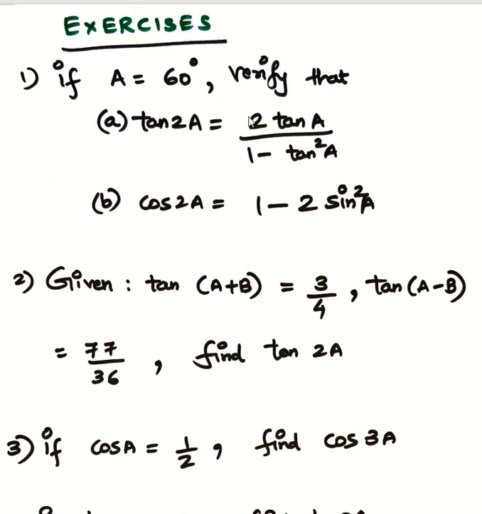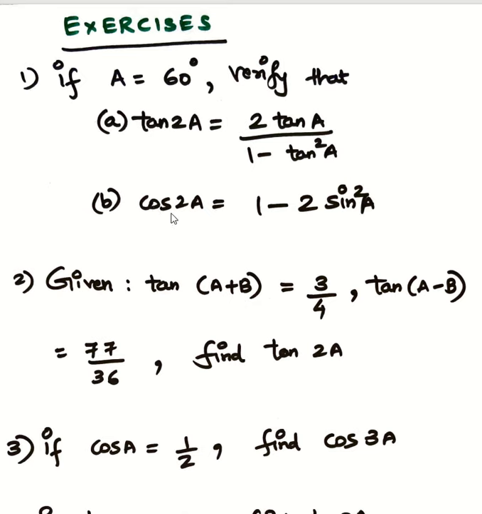Similarly, you solve the right hand side part. 2 into tan of 60 upon 1 minus tan square 60. Again you will get one answer for right hand side, and then you have to check. If both the answers are same, then we can say it is what? Proved. Same way, angle A is 60 only, but now in terms of cos, cos of 2A is equal to 1 minus 2 sine square A. This is what you have to prove.